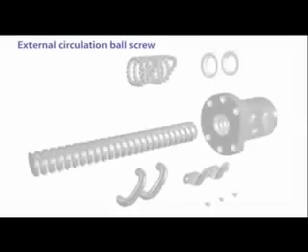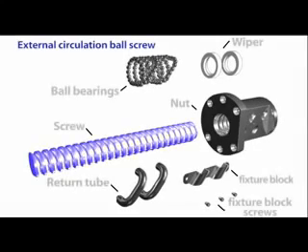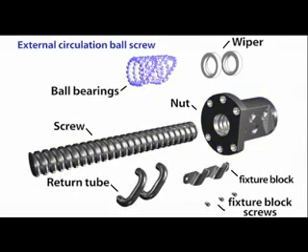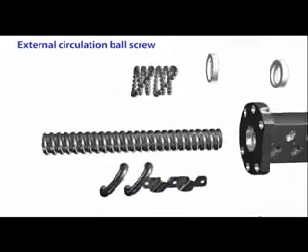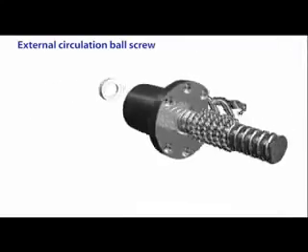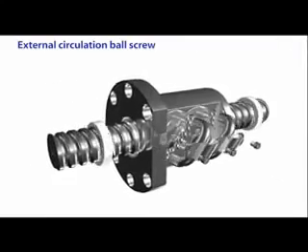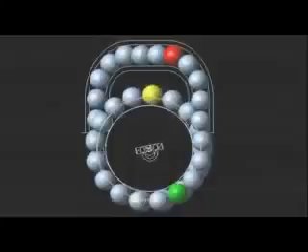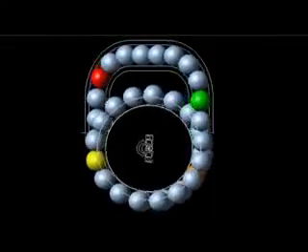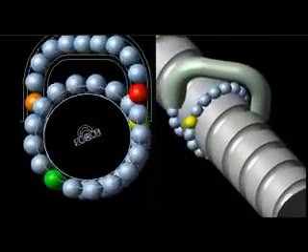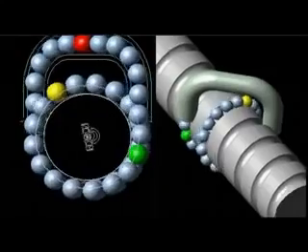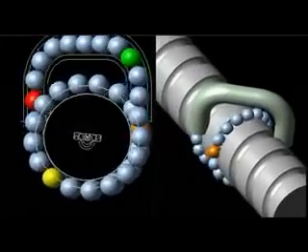External circulation ball screws consist of a screw, nuts, ball bearings, return tube, fixture block, and wipers. The bearings are located between the screw and the nut, and circulation is achieved using a return tube. As a result, the bearings return by way of the nut. Since the return tubes are located outside of the nut, this is known as an external circulation ball screw.